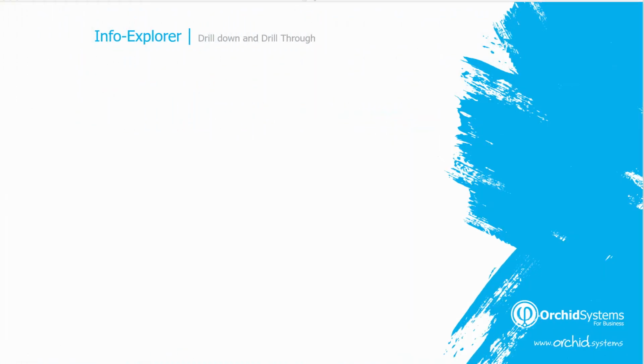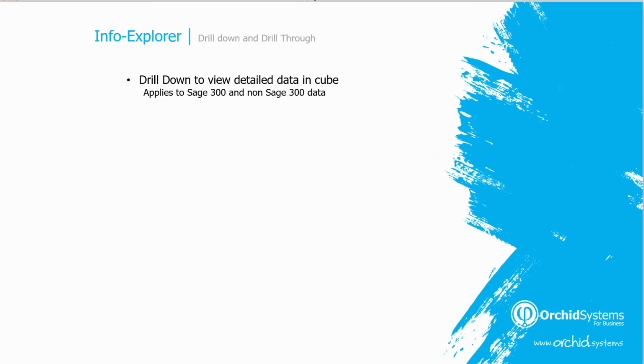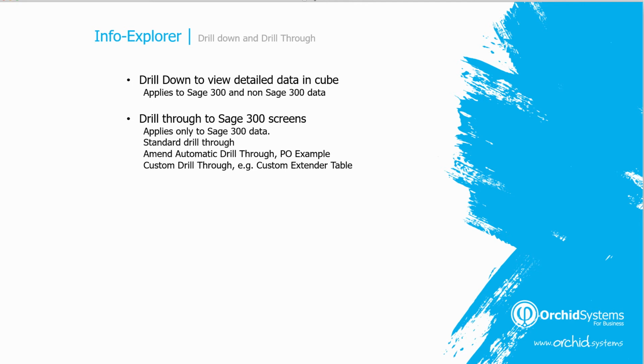In Info Explorer, you can drill down to view detail of the data you're showing, and you can also drill through to Sage 300 screens. So drill down applies to both Sage 300 and non-Sage 300 data. Drill through is to open a Sage 300 screen. We'll look at standard drill through, how to amend some of the drill through options, and how to create a new custom drill through.